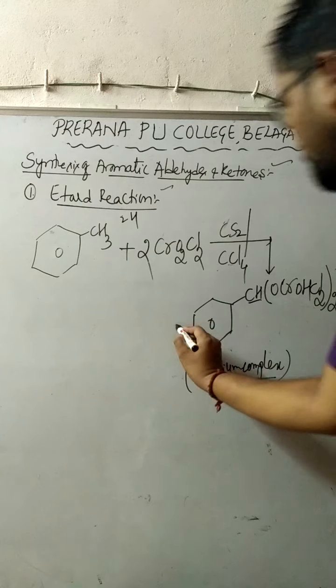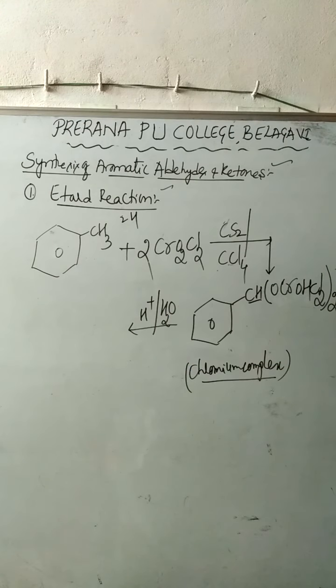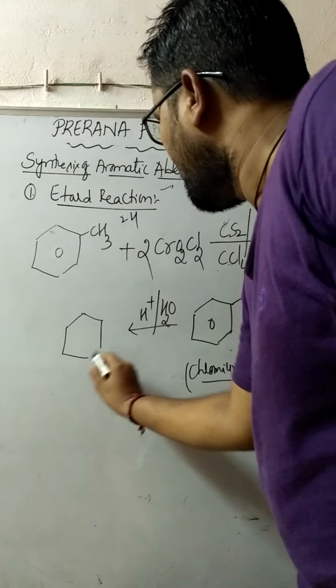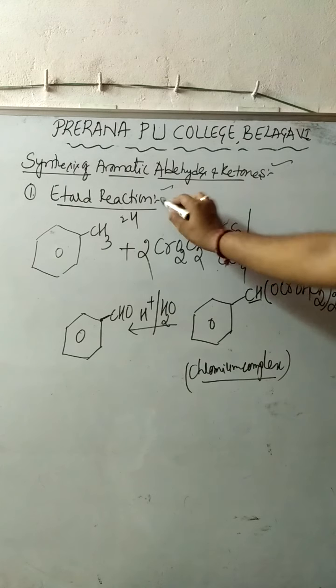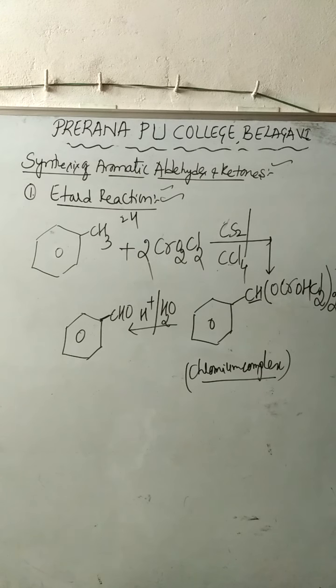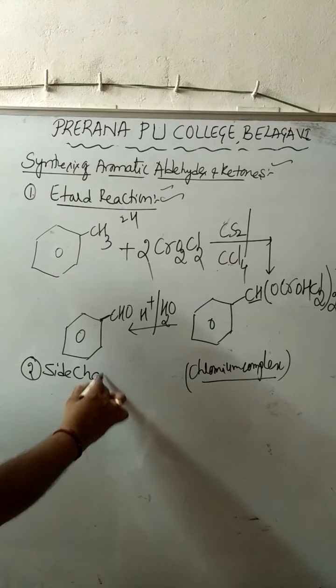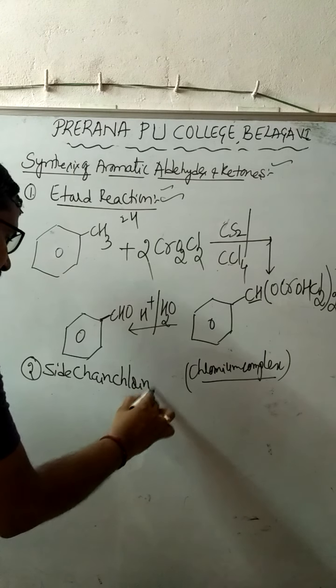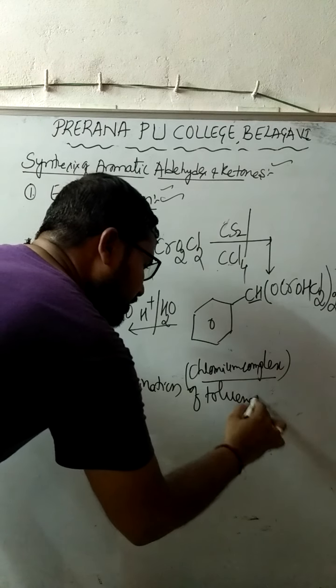When this particular chromium complex is subjected to acid hydrolysis, it directly yields benzaldehyde as the major product. This particular reaction is called the Etard reaction. After knowing this Etard reaction, the second reaction is called the side chain chlorination reaction of toluene. So let us discuss that. That is called side chain chlorination, the side chain chlorination reaction of toluene.